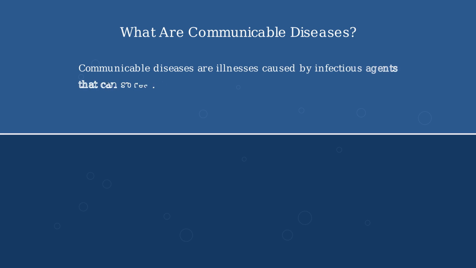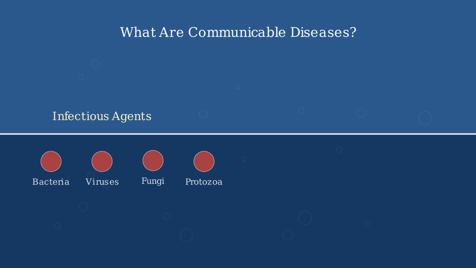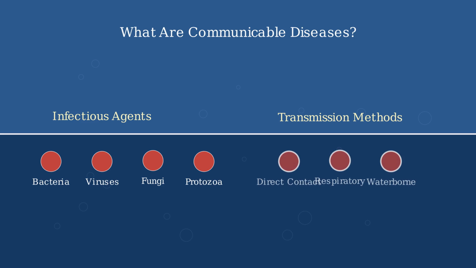What are communicable diseases? Communicable diseases are illnesses caused by infectious agents that can spread from person to person. These infectious agents include bacteria, viruses, fungi, and protozoa. These diseases can spread through various transmission methods, including direct contact, respiratory routes, and waterborne transmission.